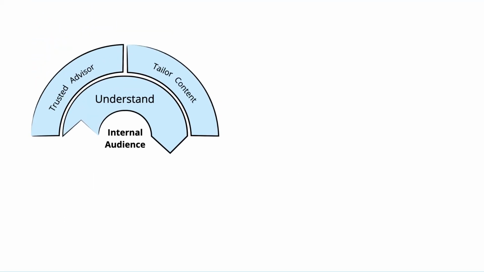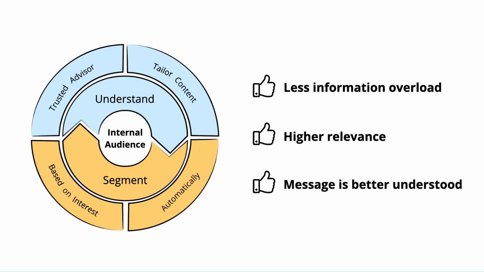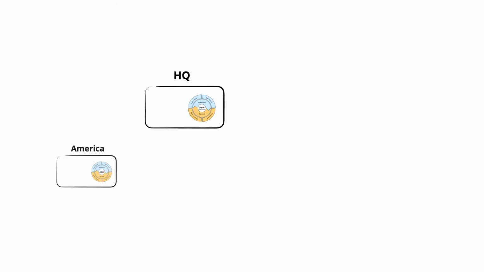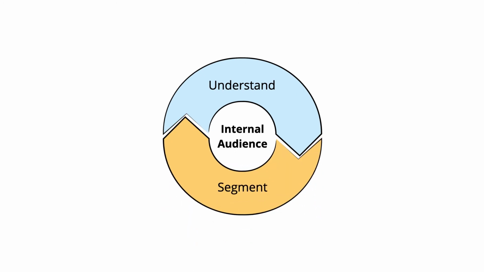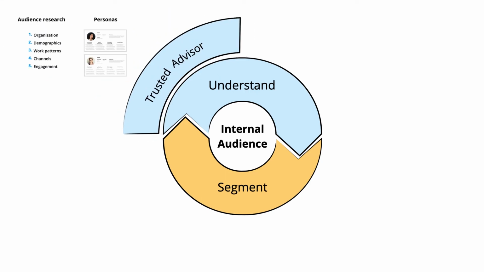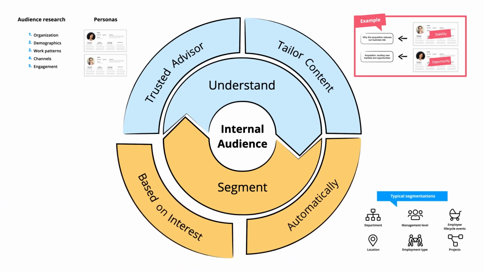With a good understanding and segmentation of your audience, you can avoid information overload, deliver more relevant content, and your audience will better understand your message. Larger companies can do this analysis on various levels of the organization: at headquarters, important market units, or specifically for cross-organizational change and transformation projects. Let's sum things up here. We talked about the difference between audience understanding and segmentation. Good audience understanding and research not only establishes you as a trusted advisor in your organization, it also helps to create better tailored content for your audiences. And finally, we talked about the various ways to segment your audience, either based on automatic groups or based on their interest.